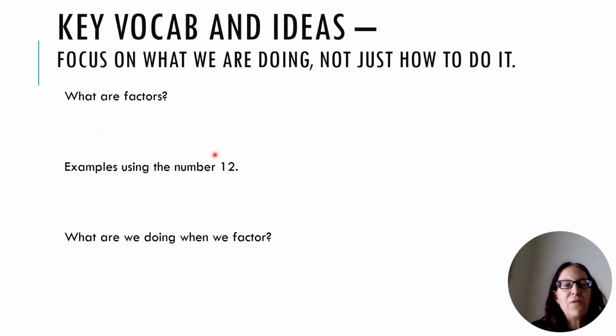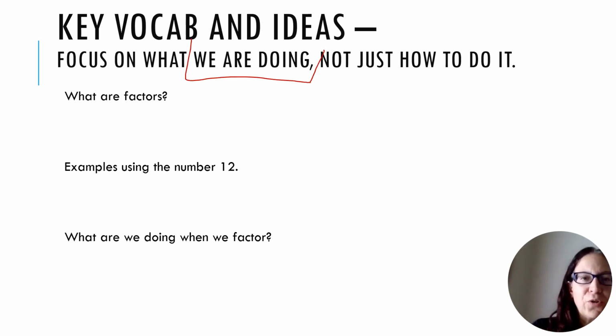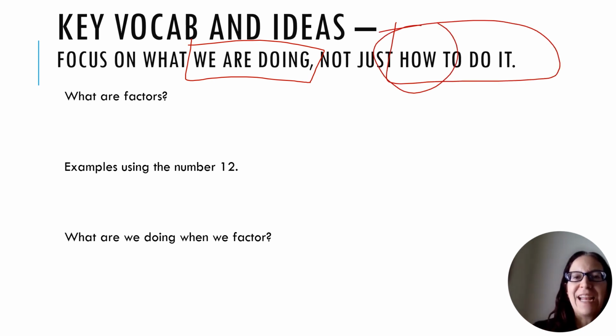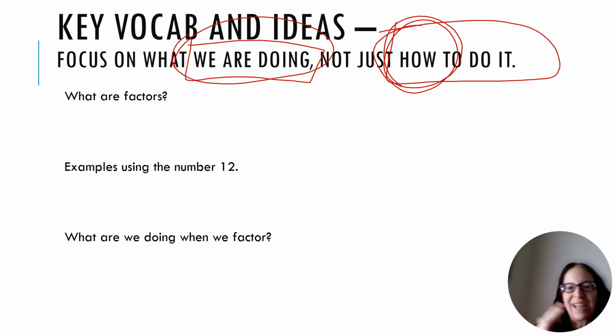So some key vocab and ideas. Some of this is a review from the last lesson, but we want to focus on what we are doing, not just how to do it. And that can be really tempting for a lot of students, is just show me how to do this. Show me how to get the answer and I'll be fine. The problem with that is that if you don't know what you're doing, then once you stop doing it, you will forget the how. Okay, so the key to retaining how do I do this is to understand what you are doing. And so we want to go over this vocabulary.